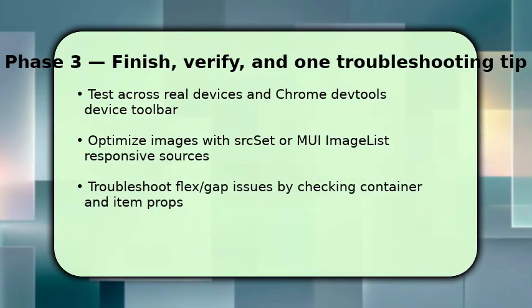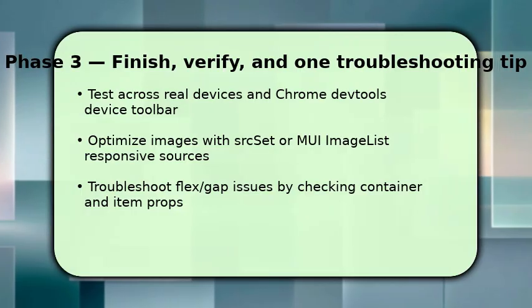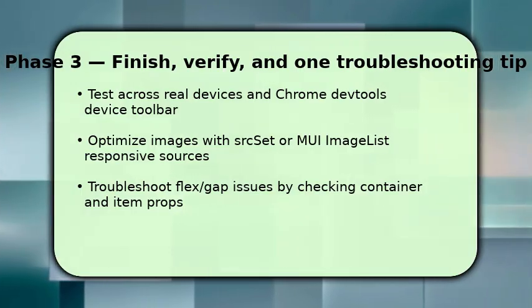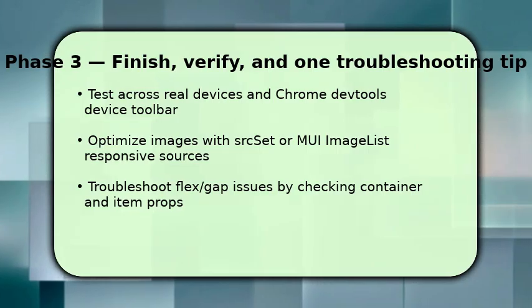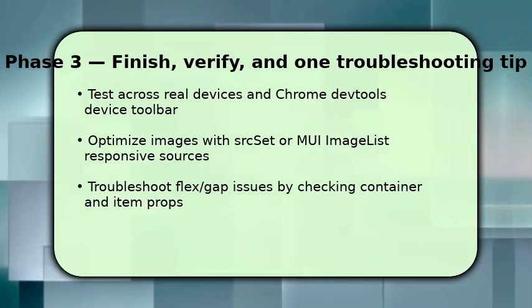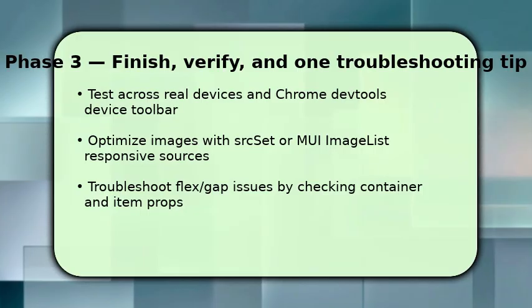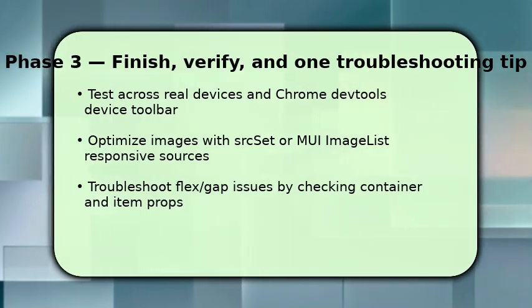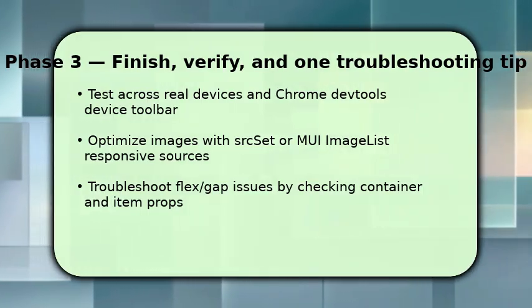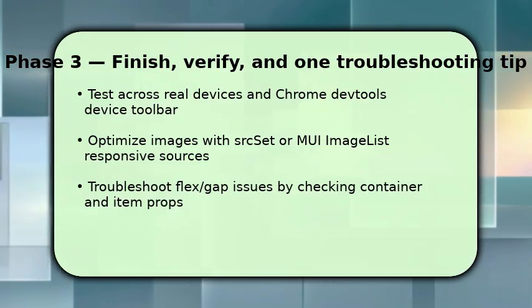Finish by testing thoroughly. You should check breakpoints on devices and in Chrome DevTools to catch layout edge cases. Optimize media using src set or responsive image list sources and lazy load heavy assets. Audit spacing and alignment. Mismatched container versus item props often cause flex or gap problems.